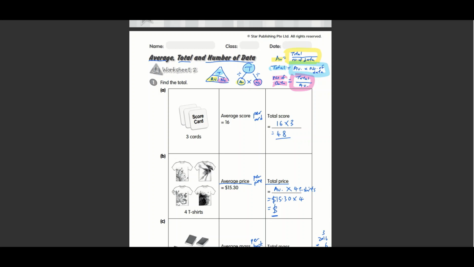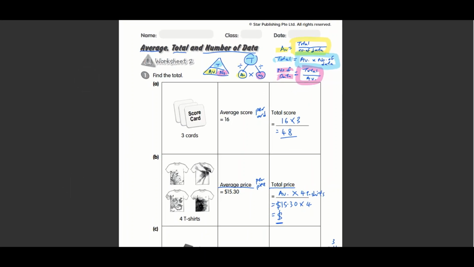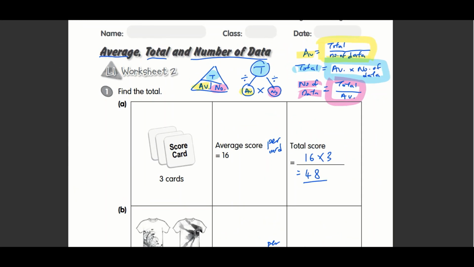Hi everyone. So today in this video we are going to look into solving more problems related to the chapter on average. Since the start of the topic we have been looking at these three identities: average, total, and number of data. Once we remember well the relationship between these three quantities, we will most likely be able to solve almost all the problems related to this chapter.